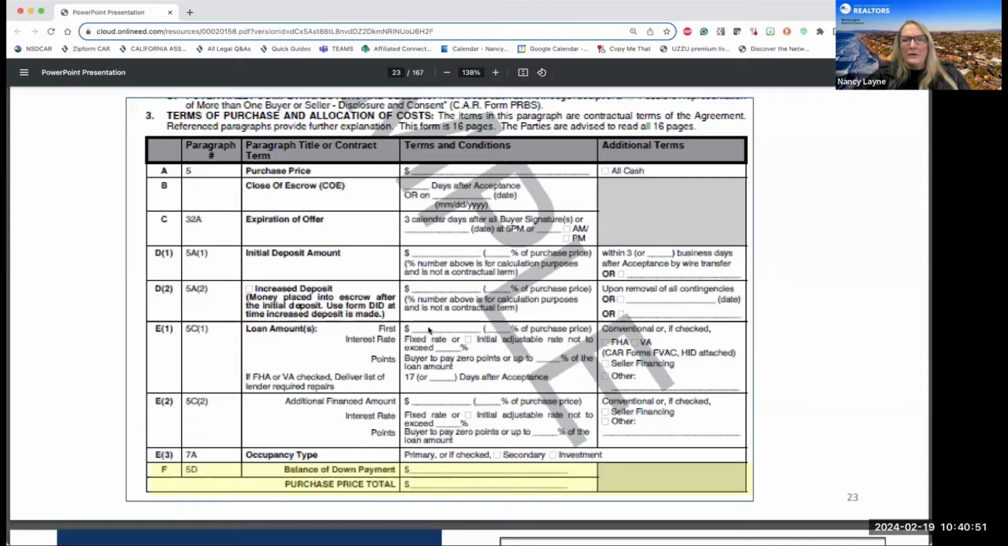So that loan amount is where you would put down how much you're going to get, an 80% loan or whatever. The balance of down payment here would make up that 20%. So the initial deposit plus the second deposit, if that doesn't equal whatever percentage you're going to put down for your loan, that's where it would show, down here in the balance of down payment.